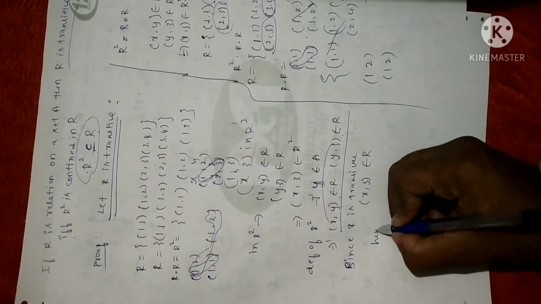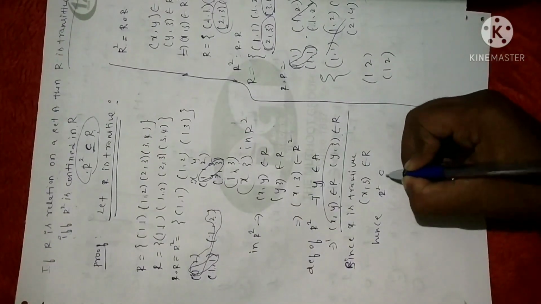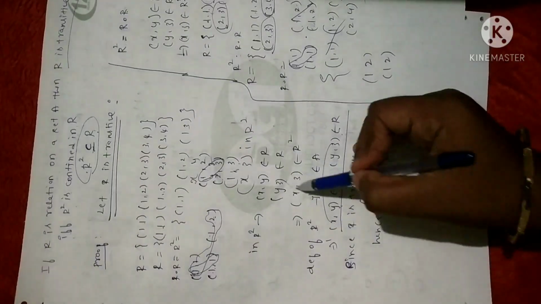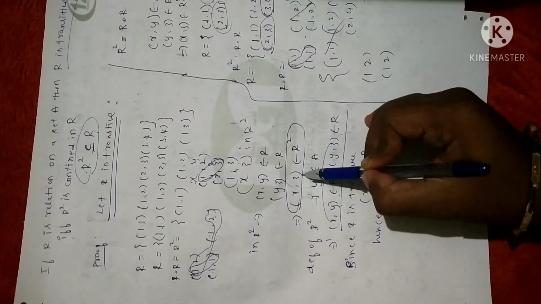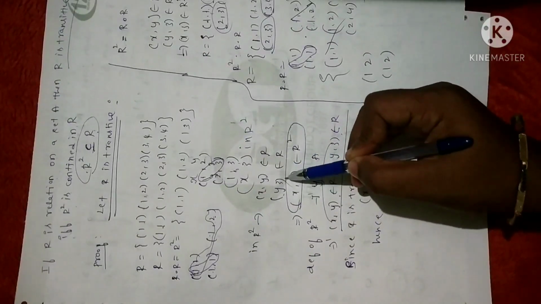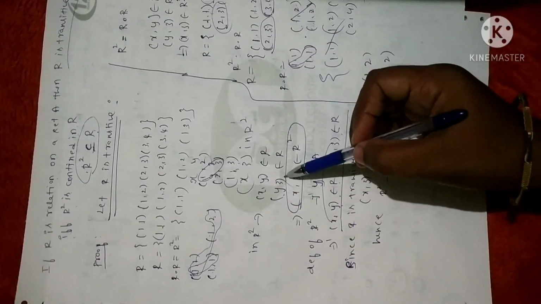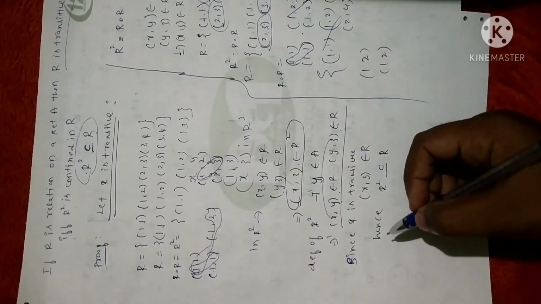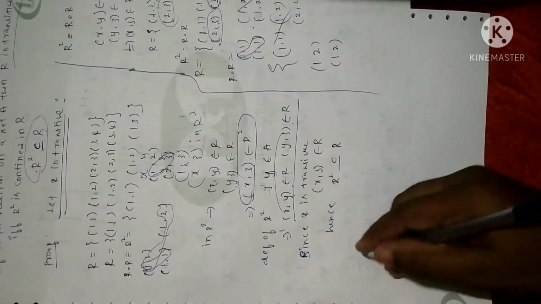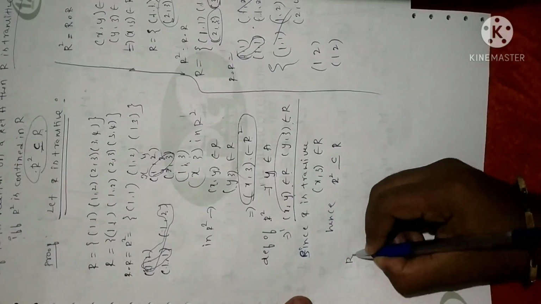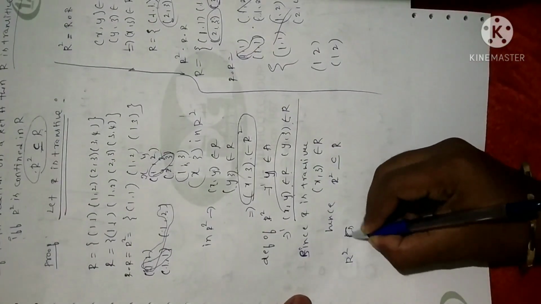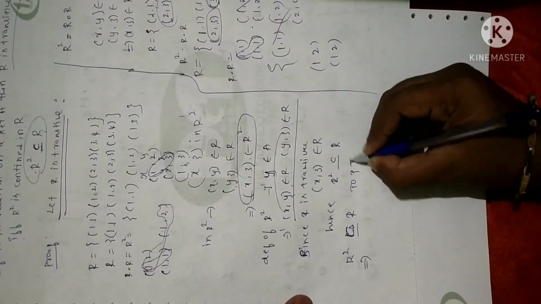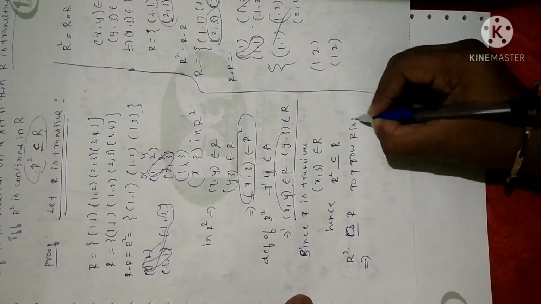And hence I can write R square is a subset of R. Why? Because in R square (x,z) is there, and in R (x,y) and (y,z) are there. It is a part of R square, so clearly R square is a subset of R. Now let me prove the converse part. Suppose R square is a subset of R. I have to prove R is transitive.